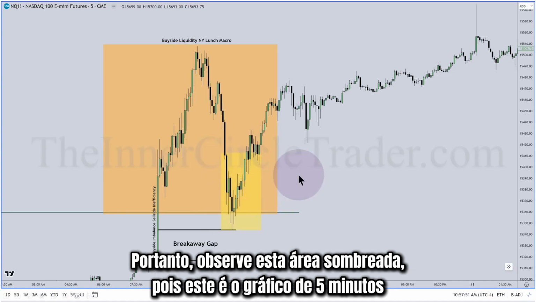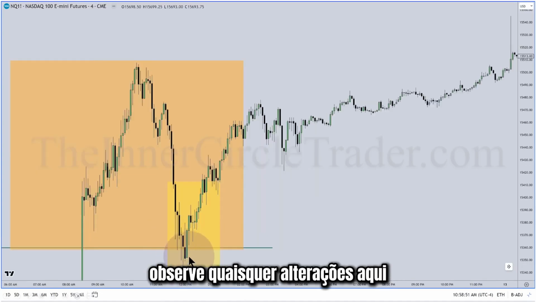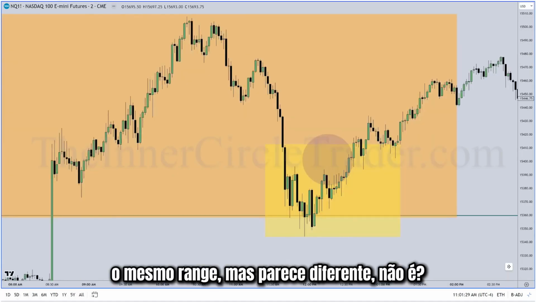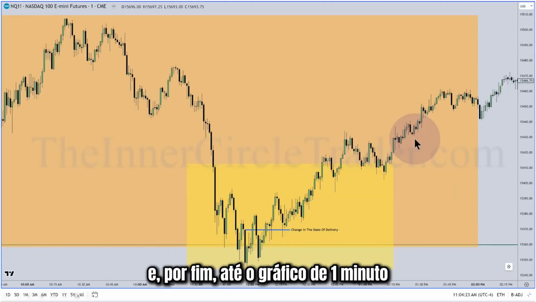This is the 5-minute chart. Now we're going to transition into a 4-minute. Notice any changes in here. Now we'll look at the 3-minute chart. It's a 2-minute chart, same range, but it looks different, doesn't it? And then finally down to the 1-minute chart.